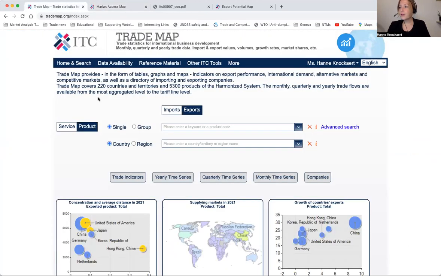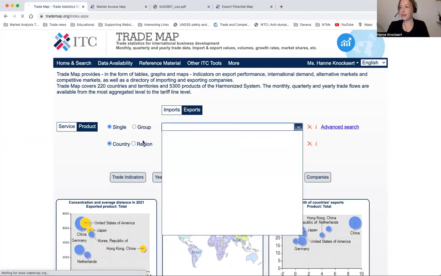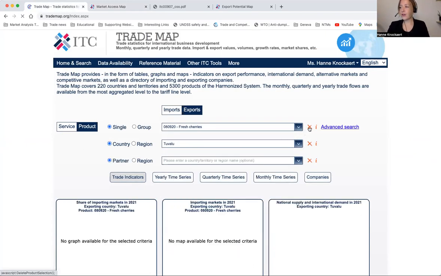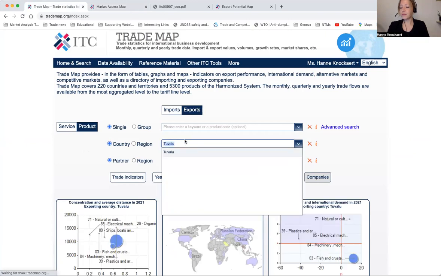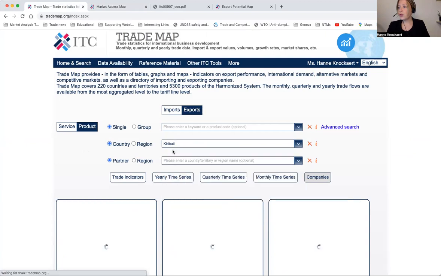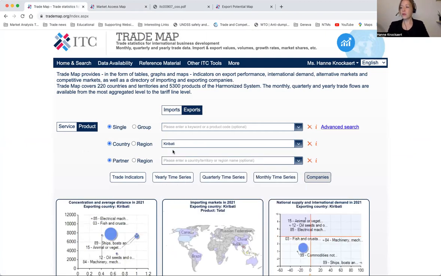Let me try another product. I remember Tuvalu. Let me go to Trade Map and look at some other products Kiribati is exporting to Australia. So this is a good exercise to look into Trade Map actually. So you want to understand more about what are the top products that Kiribati is exporting. Then we fill out the country here. We want to look at all the products.